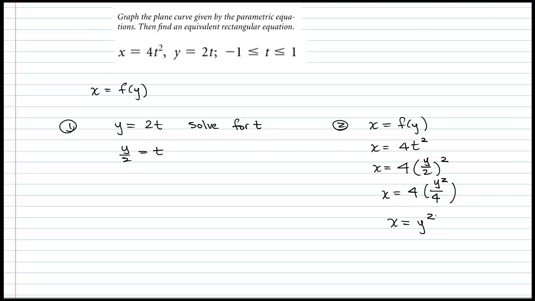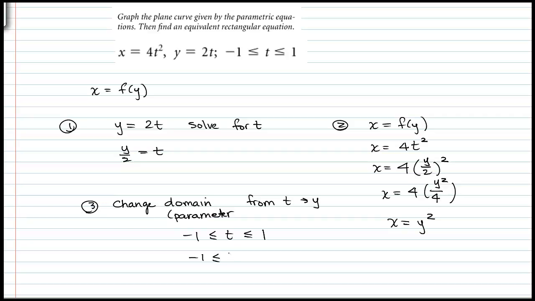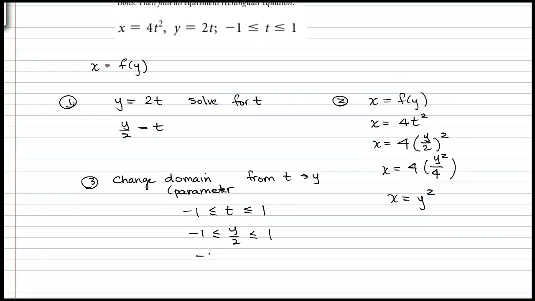If we change the function to x as a function of y, then we also need to change the domain, or the parameter, from t to y. We know that t is equal to y over 2, and multiply both sides by 2. And that would be your new parameter for y.